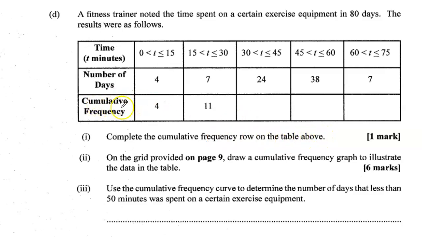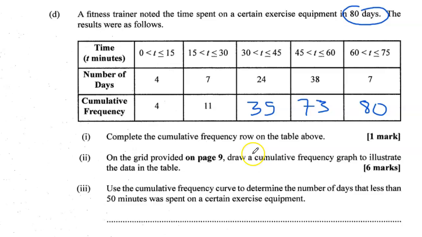So here's the cumulative frequency row. It will become the first frequency, number of days 4. Add 7, we get 11. Add 24 to the 11, we get 35. Add 38 to 35, we get 73. And add 7 to the 73, we end up with 80 as we expected, because we're told the cumulative amount of days is 80. So we expect to get 80 there.